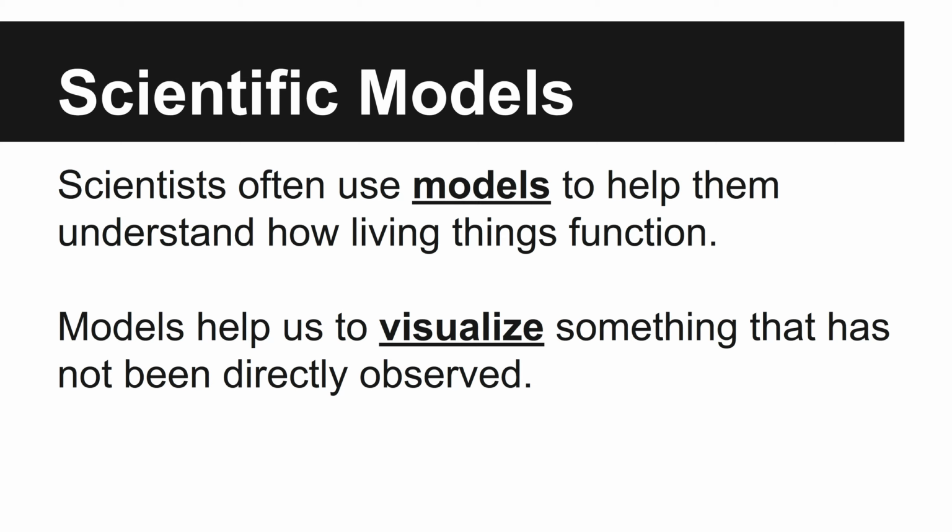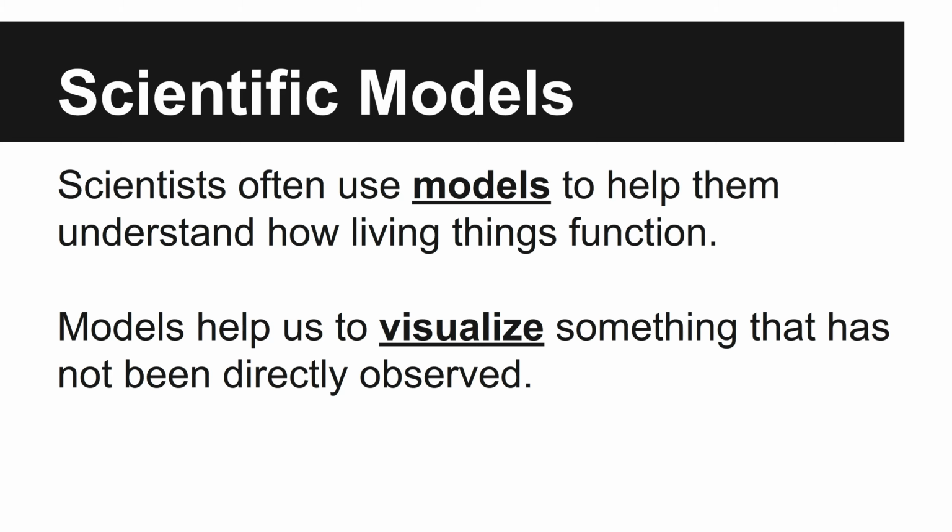Scientists often use models to help them understand how living things function. Basically, models are just ways to help us visualize something that has not been directly observed. When you think of science 10, when we were talking about the model of an atom, we had the Raisin Bun model, the Bohr model, the planetary model, all of those. They're just a way to help us visualize it. You can't actually see the atom and know exactly what it looks like, because the electrons move and it's a lot more complicated. So we make up these models to help us visualize that.